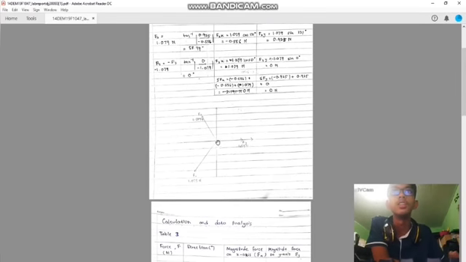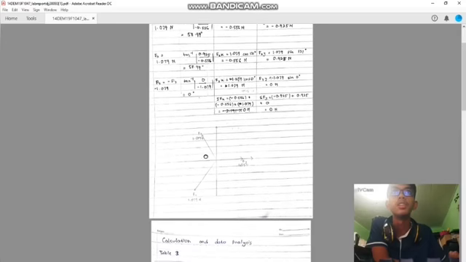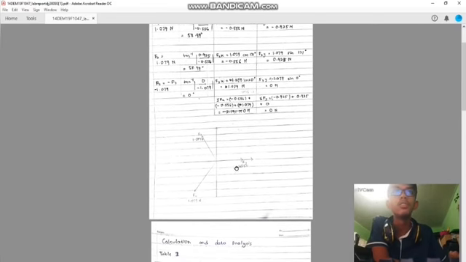This is table 1 graph, sketch, force sketch, and this is a resultant force.